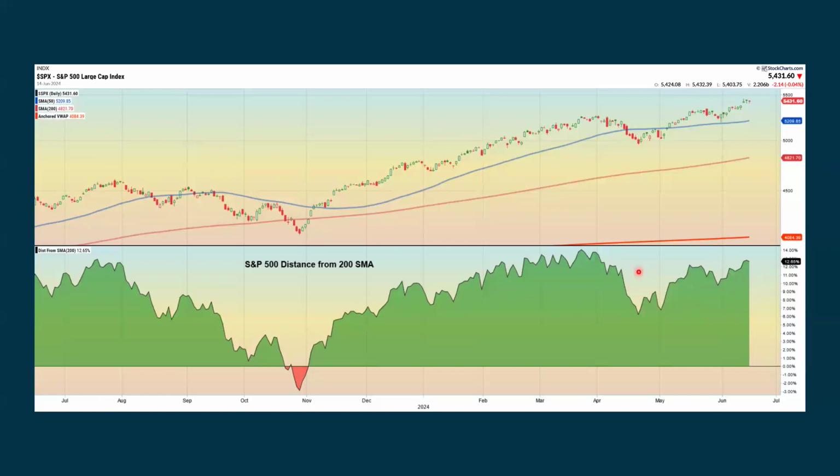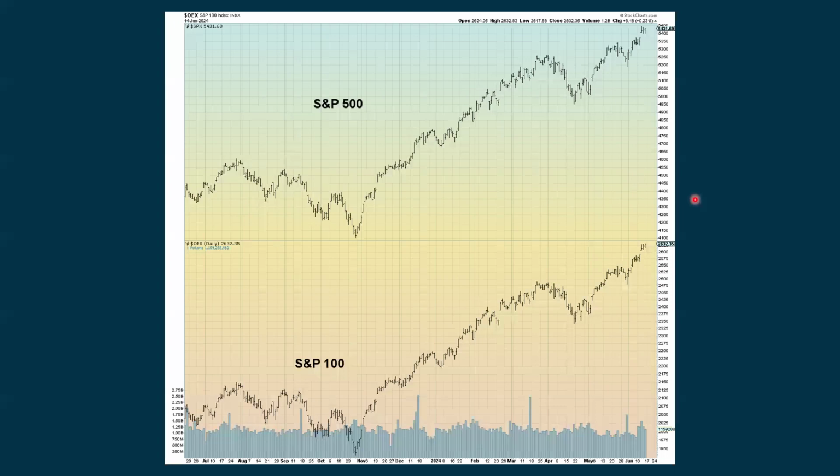Now, don't get confused by this. This looks like a negative divergence where we're making a lower high when compared to the 200-day moving average. That's not necessarily true because the moving average itself, that's the red line that you see here near the bottom, it's going up. So that's why it's adjusting. And with price well above the 200-day moving average, I've just been glancing at this, but not showing it in the videos.